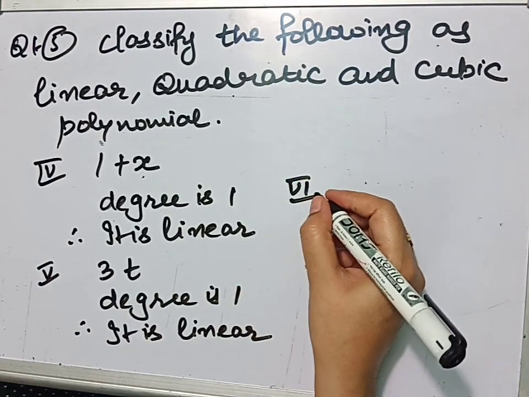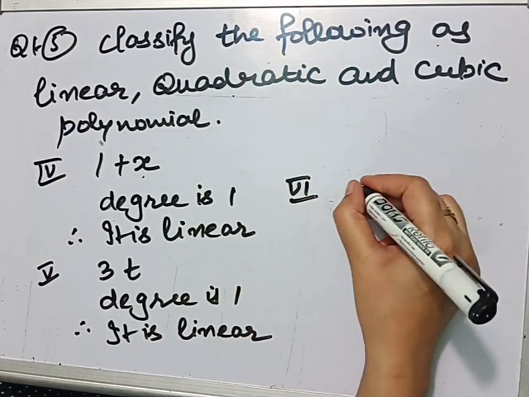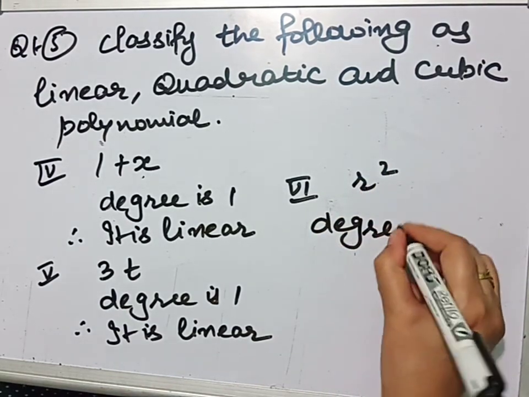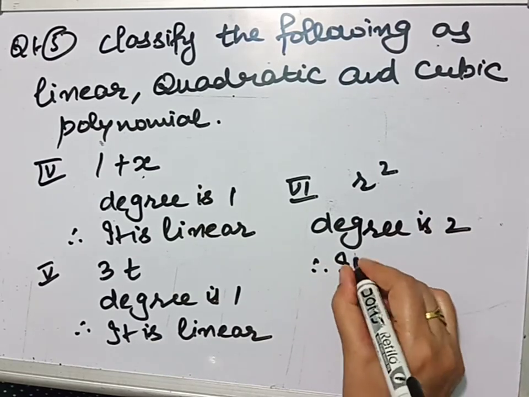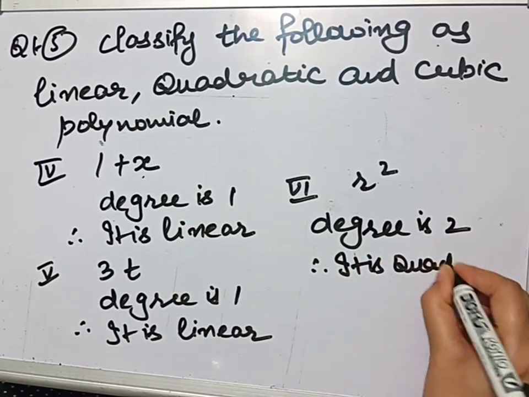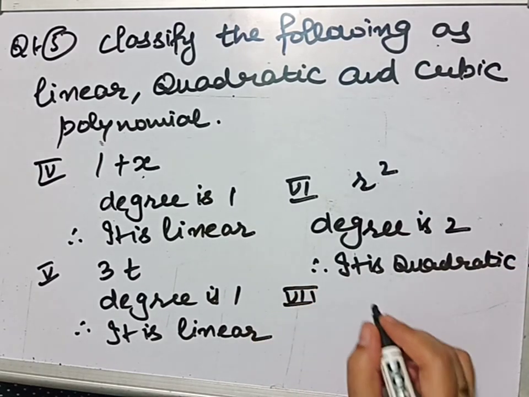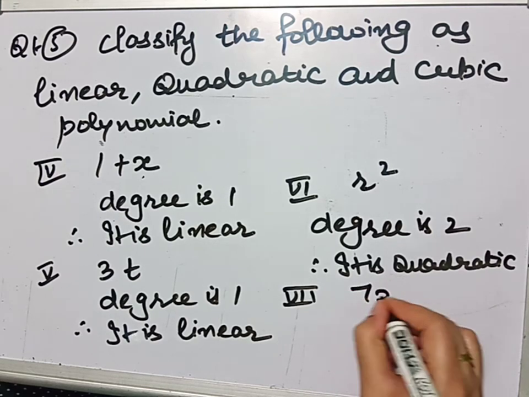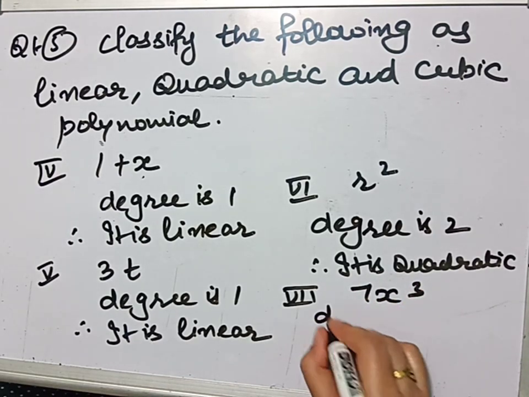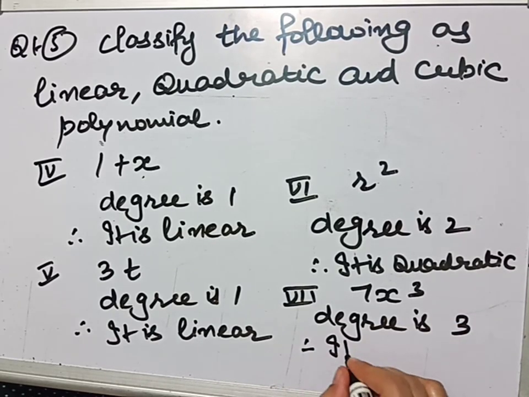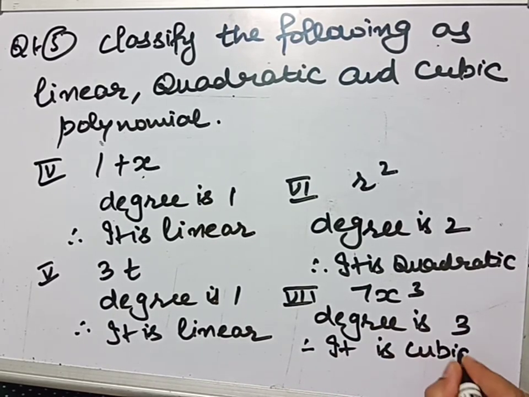Now sixth part is r square. Now r is variable and degree is 2, therefore it is quadratic. Now seventh part is 7x cube. Degree is 3, therefore it is cubic polynomial. With this part we have completed exercise 2.1.